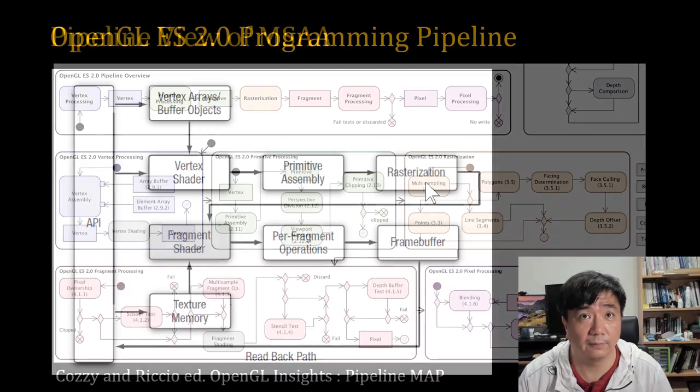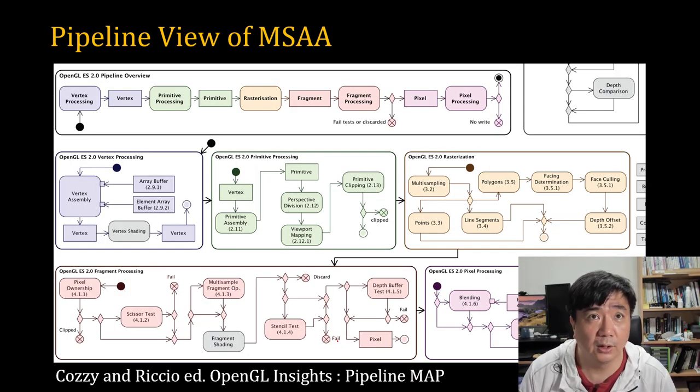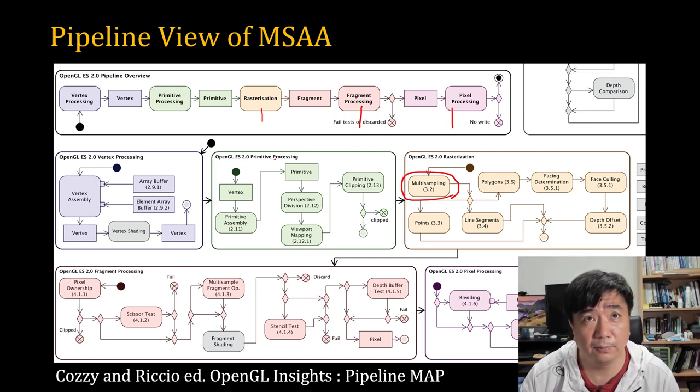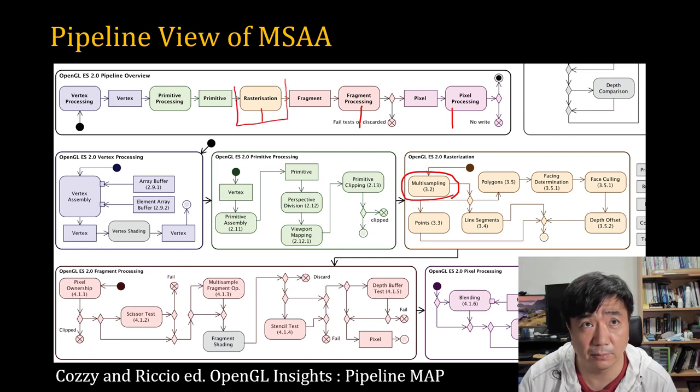So let's go more deeply. In the pipeline diagram of the OpenGL Insights book, they say that multi-sampling occurs here, in rasterization. The fragment processing, pixel processing and any other part do not have anything related to multi-sampling. So in the rasterization stage, they do the multi-sampling work, then finish it and make fragments with coverage from multi-sampling, and then it is sent to fragment processing. So this part is affected by multi-sampling on and off.